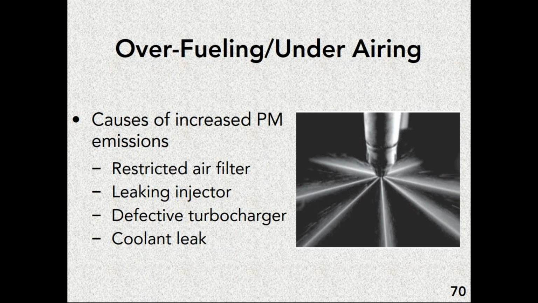Under airing is the same kind of thing, it just comes from a different place. This would be, for example, if you had a clogged air filter. So if you have a clogged air filter, maybe your injection system is fine, maybe you don't have any leaks, maybe the turbocharger is fine, but your air filter is clogged, and so it's not allowing enough air into the engine to take care of the amount of fuel that's coming in. So you're going to have the same issue. You're going to have more soot being produced because you haven't taken care of the air filter. And that is going to wind up causing problems with the filtration system.